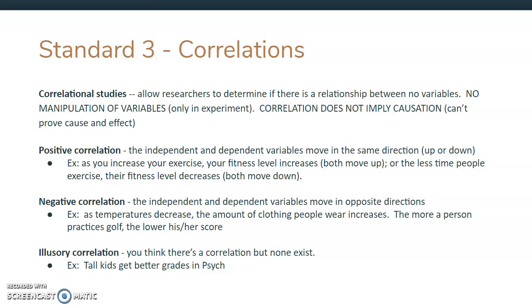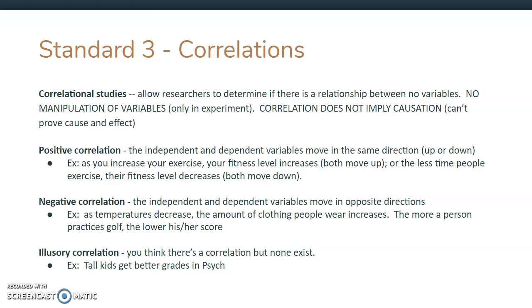Negative correlations are when the dependent and independent variables move in opposite directions. So as temperature decreases, the amount of clothing people wear increases. The more somebody practices golf, the lower their score. They're moving in opposite directions.